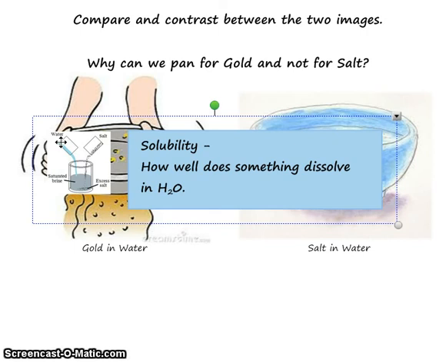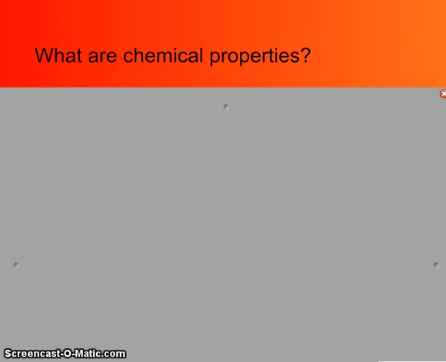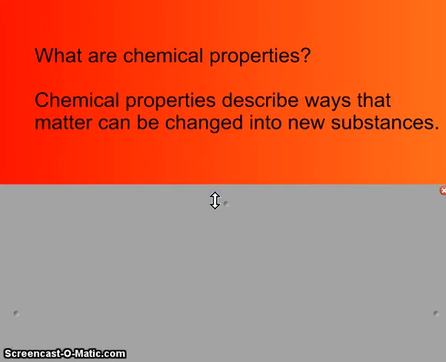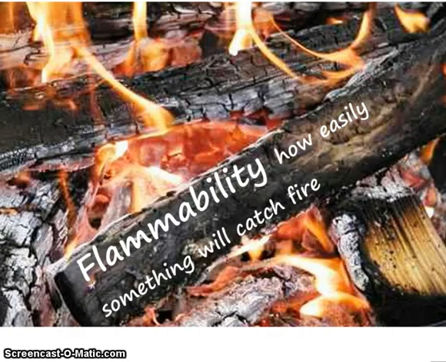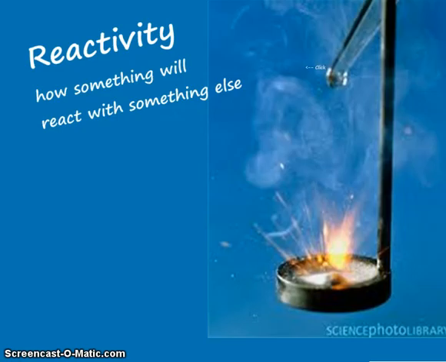Now that we've talked about how we can describe matter, now let's look at chemical properties. Chemical properties are now looking at how can we change matter. There's really only 2 ways you can change matter into a totally new substance. The first one is flammability. Flammability is looking at how easily will something catch fire. The second way we can change matter is reactivity. And reactivity is looking at how readily will something react with something else.